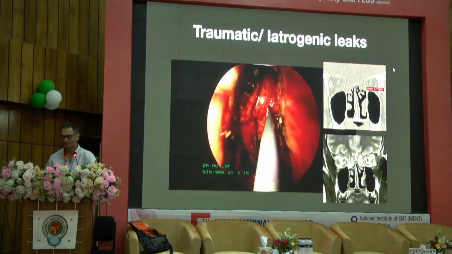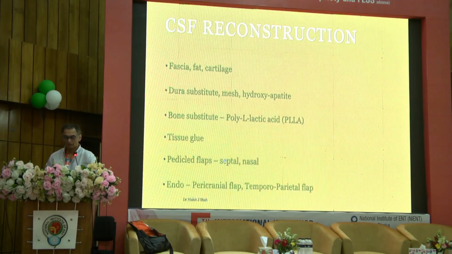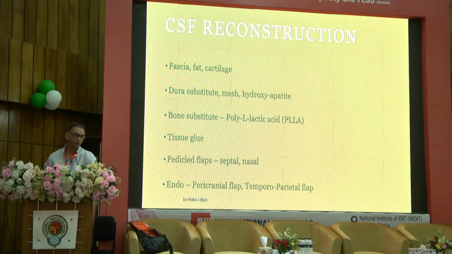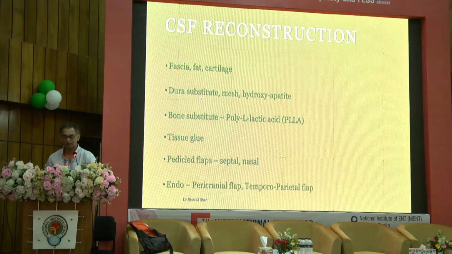So if it's a small defect, and usually with an iatrogenic CSF leak it's a small defect, you will just go fat or fascia. Very rare that you need cartilage. If by chance you have a big defect, then you want to swing a Haddad flap or any kind of flap in that area. Tissue glue can be used additionally, but it's not absolutely necessary.